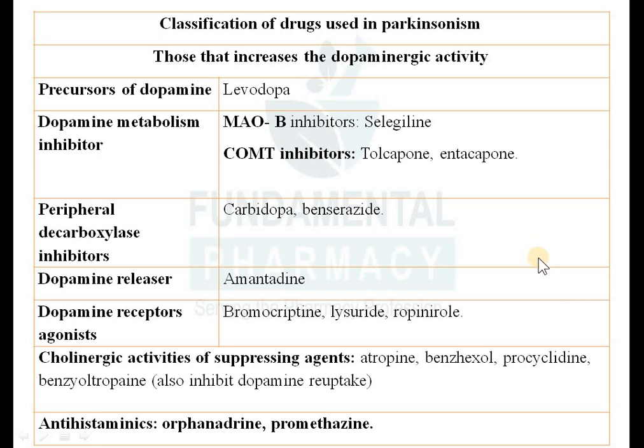आपको classification याद रखना है. It is very important. Okay, is that clear? समझ में आ गया क्या?